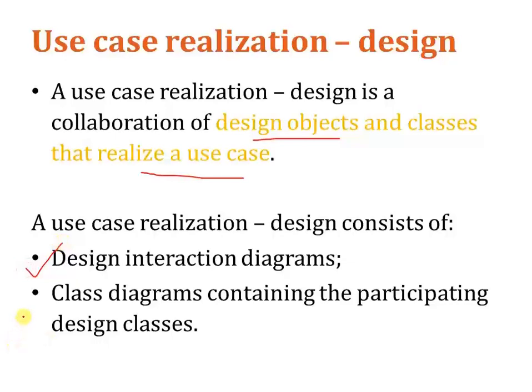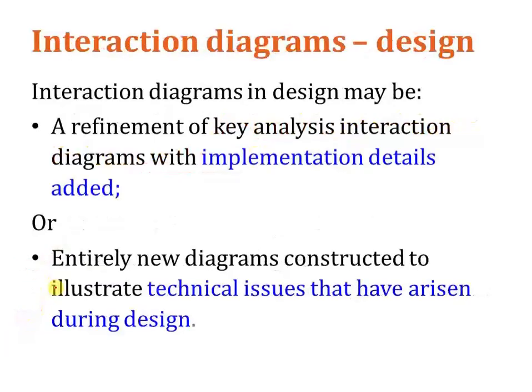And next is class diagram, which contains the participating design classes. So the interaction diagram, that is design perspective, may be a refinement of the key analysis interaction diagram. So imagine you have already an interaction diagram, that is sequence diagram, which you kept ready after you have completed the analysis phase. Now if you wish to add certain classes, you can refine it, such that it includes the implementation details. Or else, if you are not satisfied with the previous interaction diagram which is obtained by means of analysis classes, you can drop that and you can draw an entirely new diagram which is going to be constructed based on the technical issues that have been raised during the design phase.